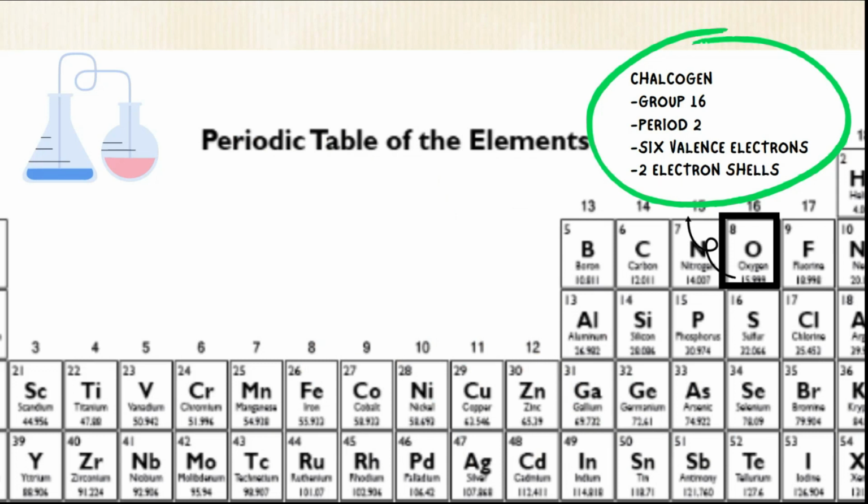Last but not least, oxygen. Oxygen is a chalcogen, in group 16, period 2, and it has 8 protons. So it has 6 valence electrons and 2 electron shells, with an electron arrangement of 2.6.